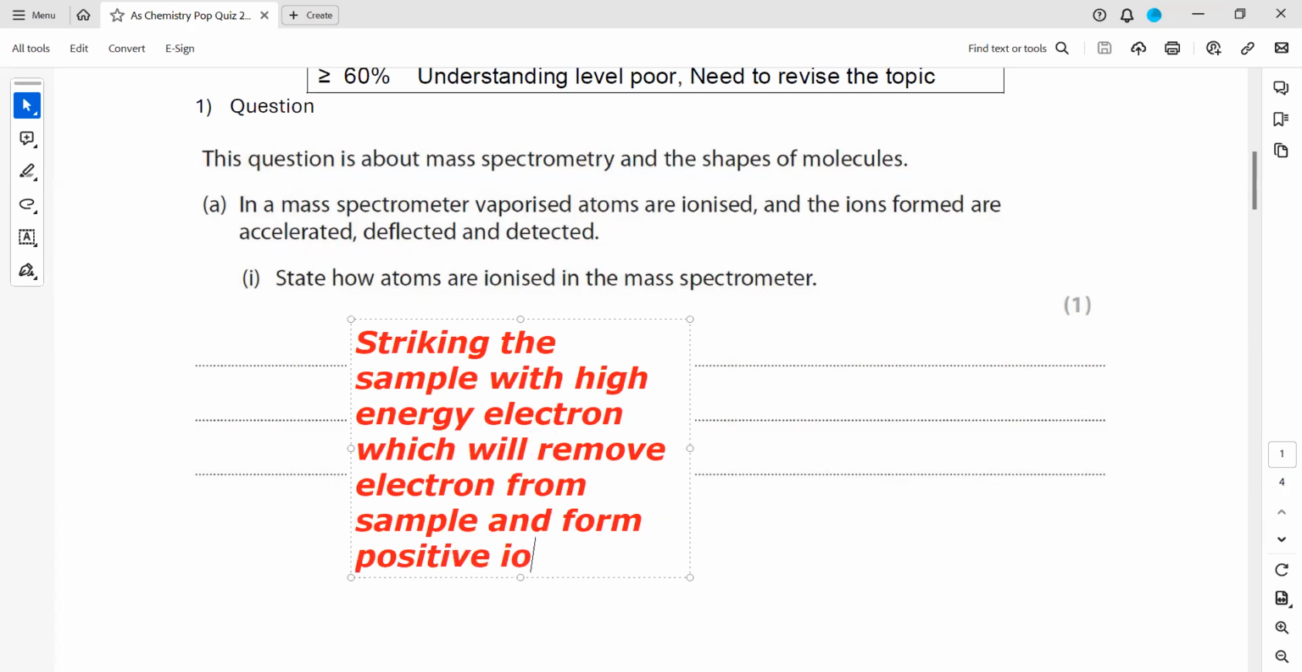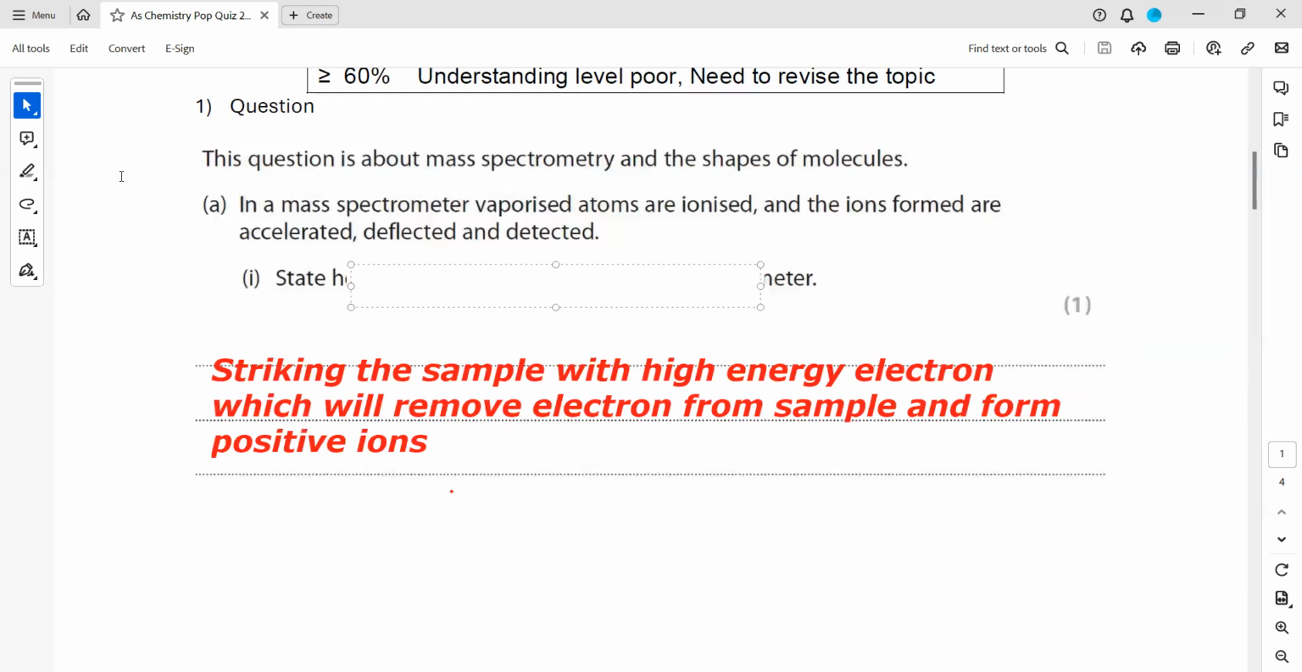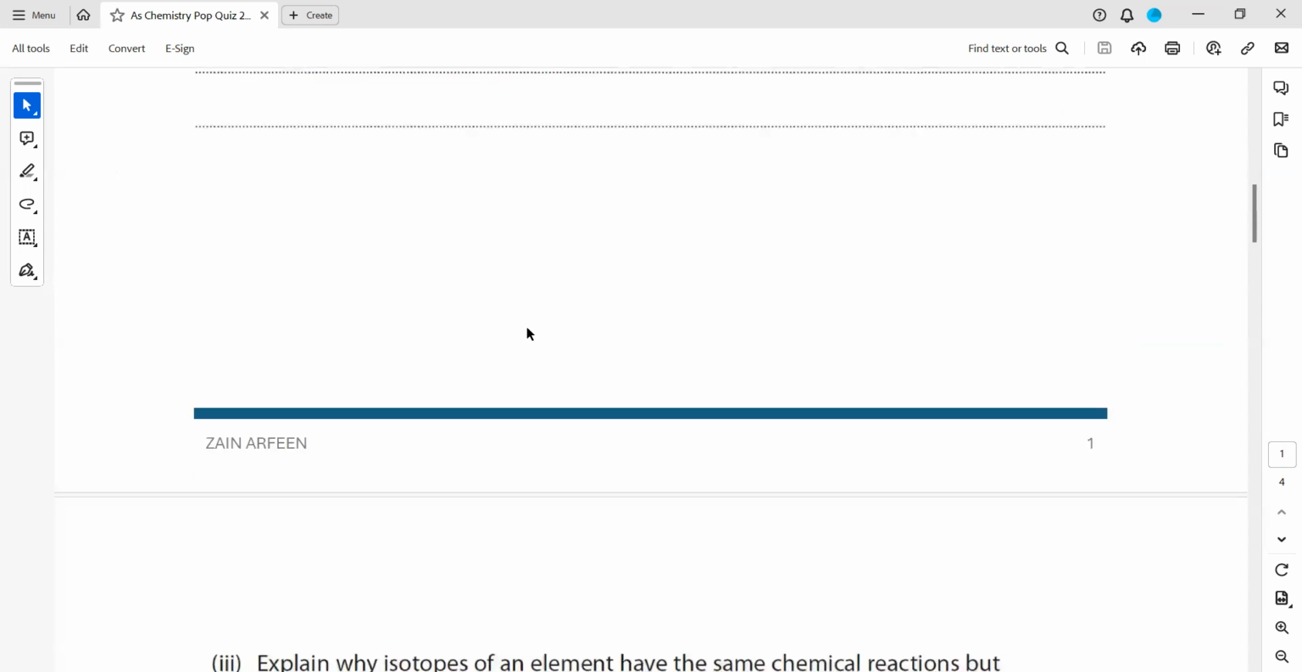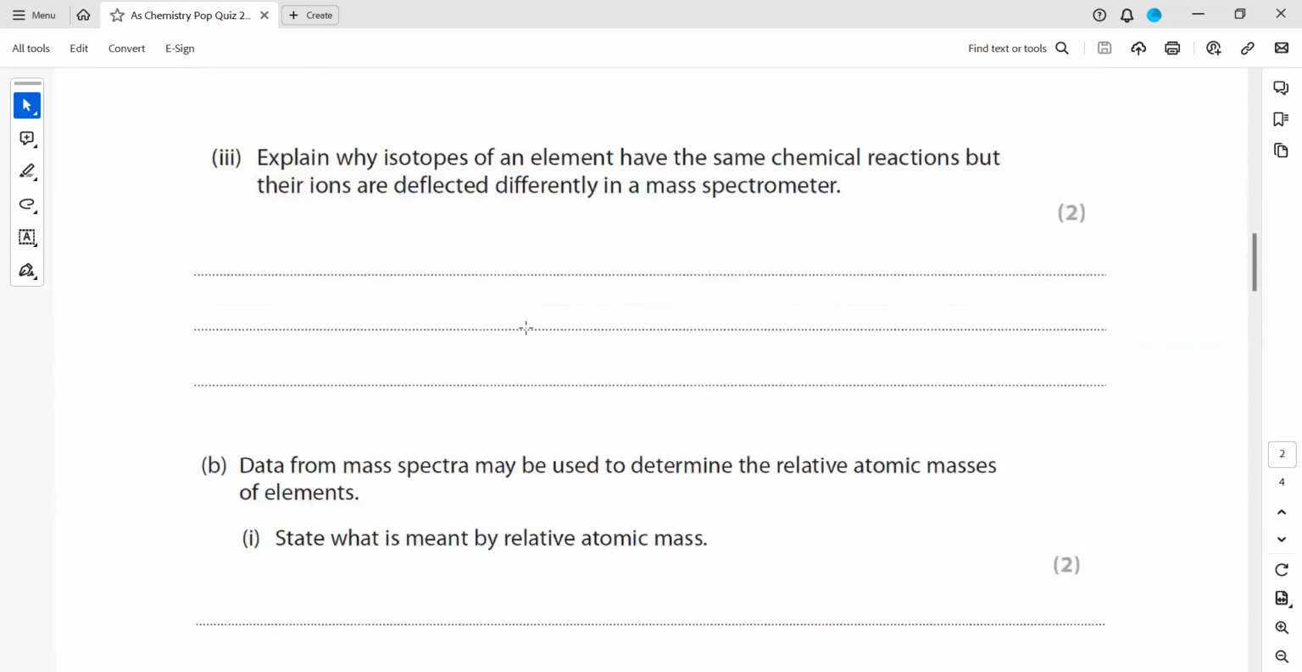So a positive ion is formed by knocking out the electron, and it is irrespective of whether we have a metal or a non-metal. When we hit the sample with high energy electrons, we knock out the electron from the sample and it will produce a positive ion, or a cation, or the whole molecule will be a positive molecular ion.